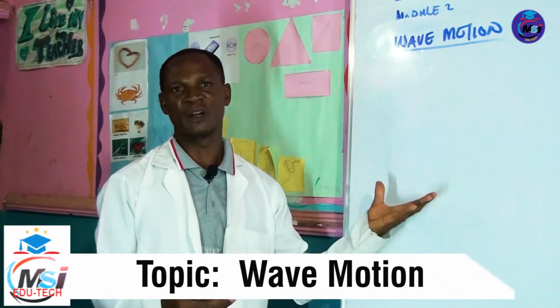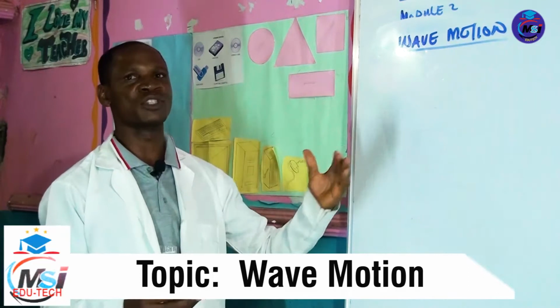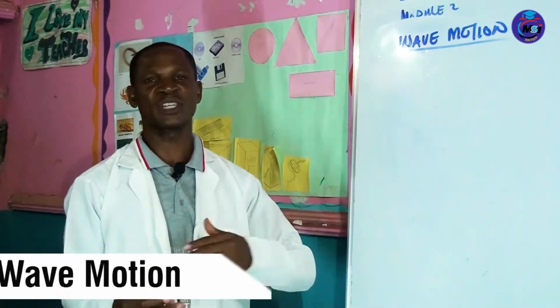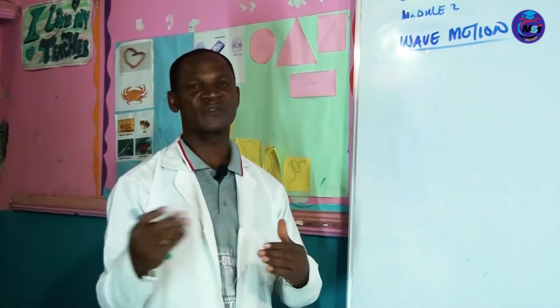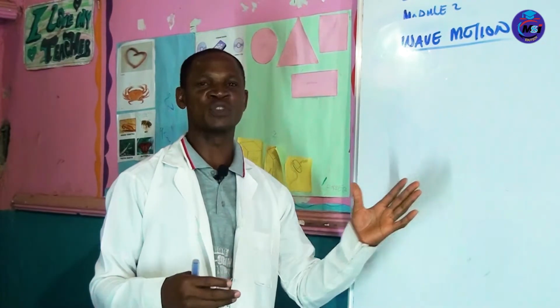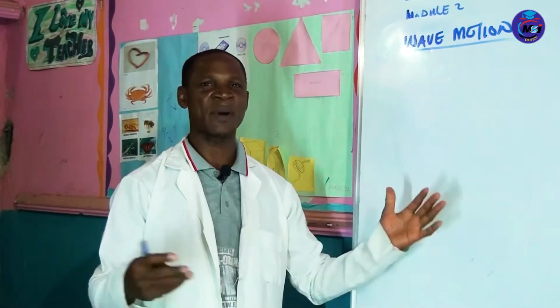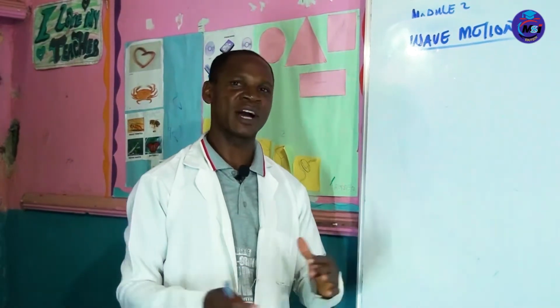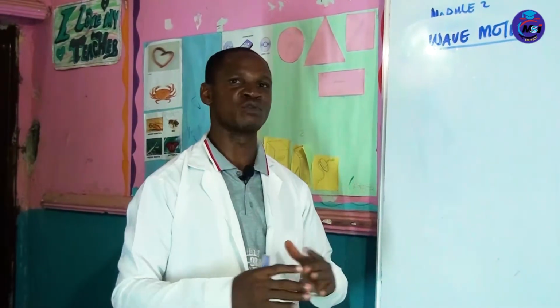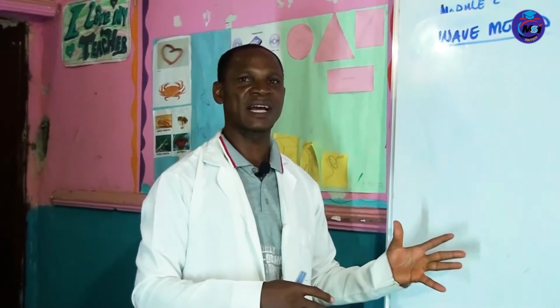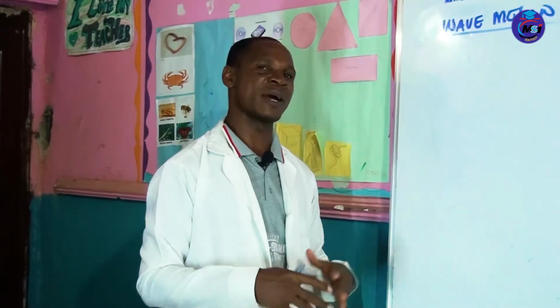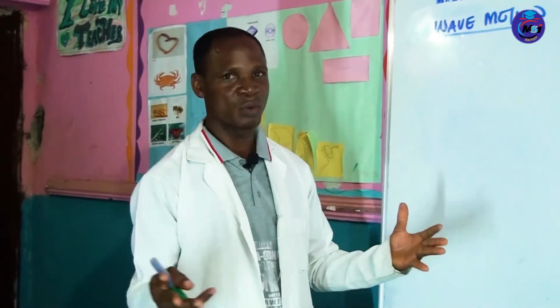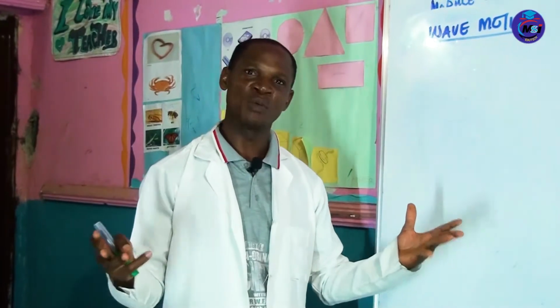So wave motion, by the way, what is wave? Wave is just a disturbance that transfers energy from one point to the other without causing any permanent displacement of the medium. Basically, we can say we have two classes of waves. We have mechanical and we have electromagnetic wave. But our major point here, our focus here will just be on mechanical wave.